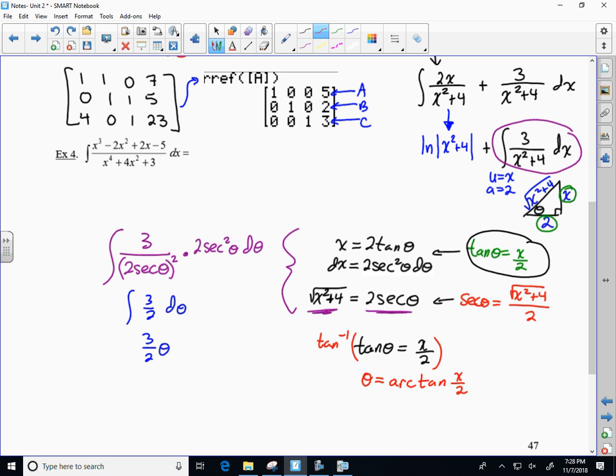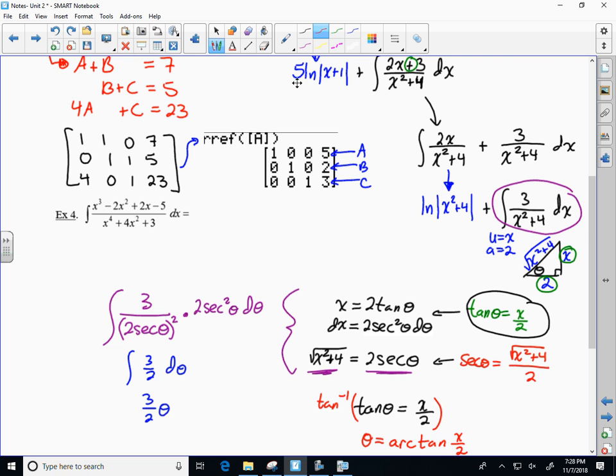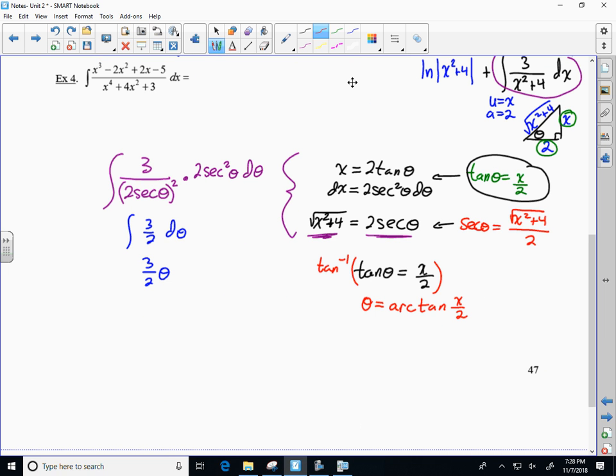All right, so we got all these scattered bits and pieces of this glorious problem. 5 natural log of x plus 1, way back from the beginning, plus the natural log of x squared plus 4, plus 3 over 2 times the arc tan of x over 2, plus C. That's what our antiderivative would be.